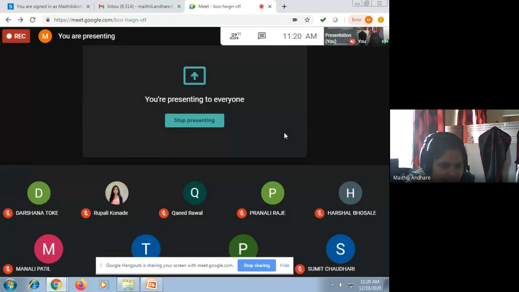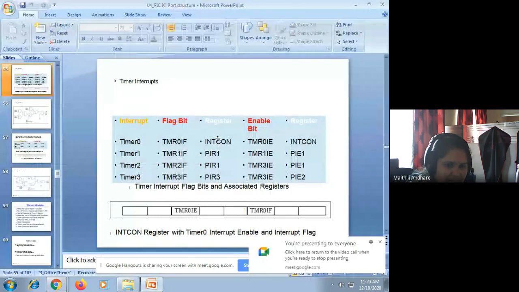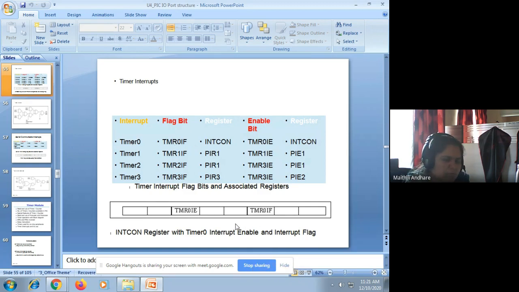Interrupt, timer flag bits, timer enable bits, and the registers, means these flag bits are available in these registers. Register organization. Suppose see, the INTCON register organization is shown, the TMR0IE and TMR0IF. TMR0IF and TMR0IE are available in the INTCON register. So here is the INTCON register organization. Remaining bits are also available, but they have shown only the timer 0 bits available in the INTCON register. It is somewhat vast, means the number of registers you have to remember, but it is very simple. That's why I have made the table. So these are the timer interrupts.